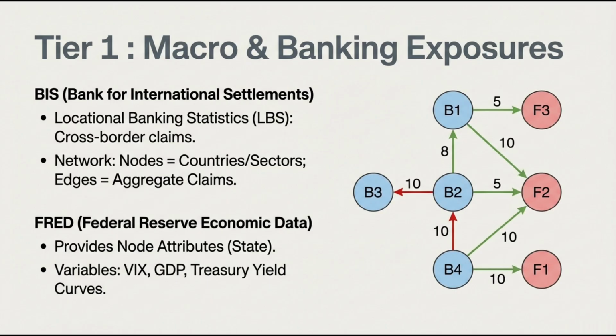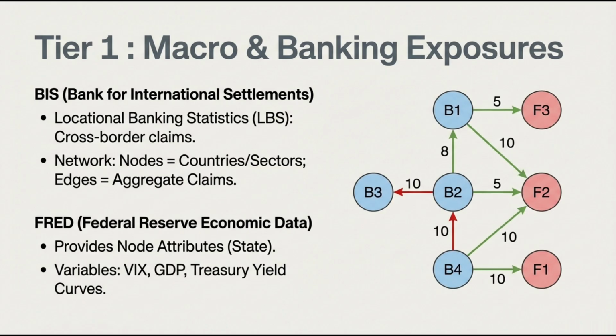BIS locational banking statistics help map cross-border claims, which means we can build networks where the nodes are countries or sectors and the edges represent aggregate claims between them. The small diagram on the right illustrates directed and weighted exposures, where arrows show the direction of obligation and numbers show the size of the claim.